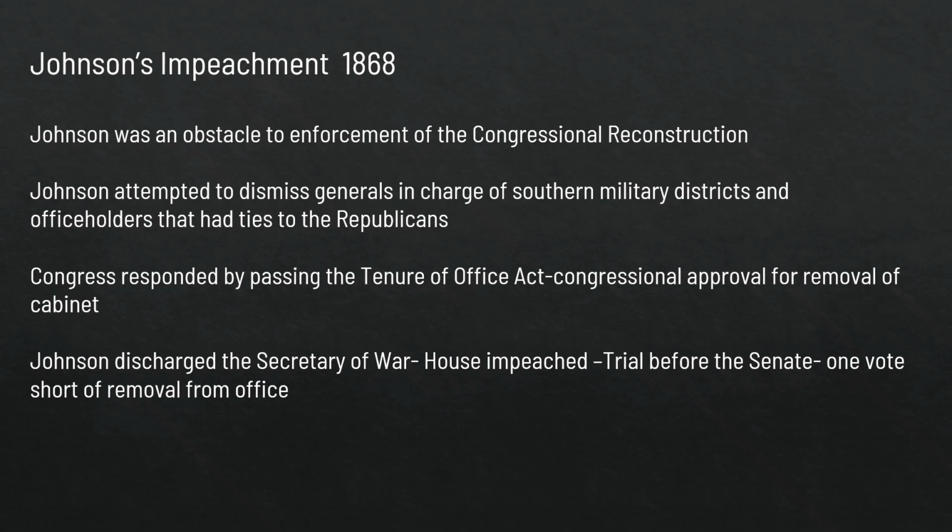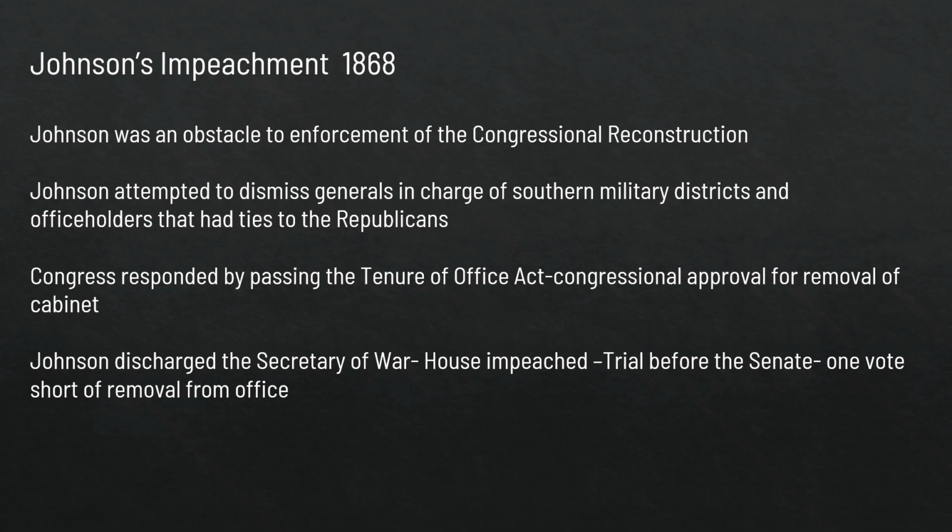So in response, Congress passes the Tenure of Office Act, which requires Senate approval before the president can remove any cabinet members. Johnson defies the law by firing the Secretary of War, Edwin Stanton. And this triggers the House of Representatives to impeach Johnson because he went against the law. So this is going to lead to a very dramatic trial in the Senate. And in the end, Johnson survives removal by just one vote.